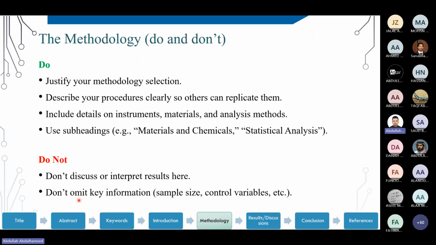Some people usually will not include some information. For example, if you are doing some statistical analysis or statistical study, you need to mention the sample size. Or if you have variables or controlled variables, you also need to mention them. Do not omit or delete information that might be very important for people who come after you to replicate your study.